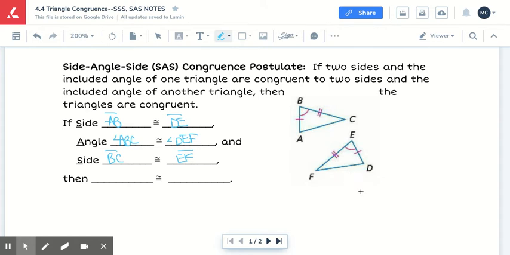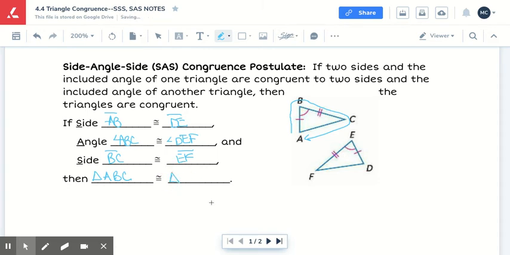Now, because these two triangles have two congruent sides and the included angle is also congruent, then I can say that the two triangles are congruent. And once again, I need to make sure that I name them correctly. So I'm going to start with A on this triangle. I'm going across the one tick mark side, across the included angle, across the two tick mark side, and then back. So when I name it, I'm going to name it ABC.